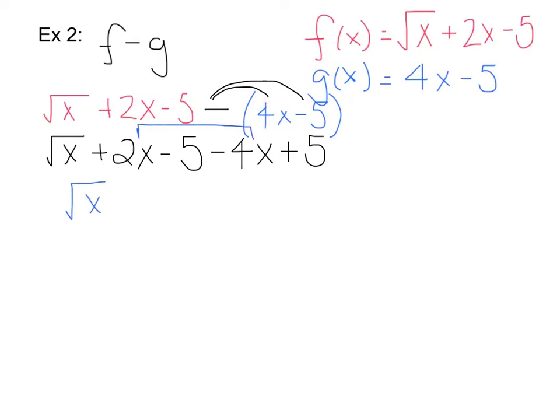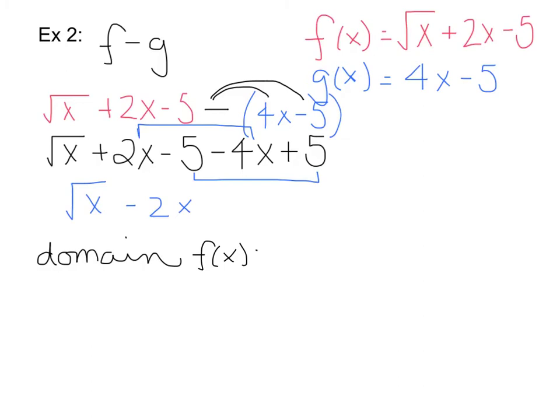2x minus 4x gives me negative 2x. And then negative 5 plus 5 gives me 0. Now let's talk about the domain of f of x. Since you are given this square root, there are certain numbers that you can't plug into x. You can plug in all positive numbers, and you can plug in 0, but you can't plug in negative numbers.